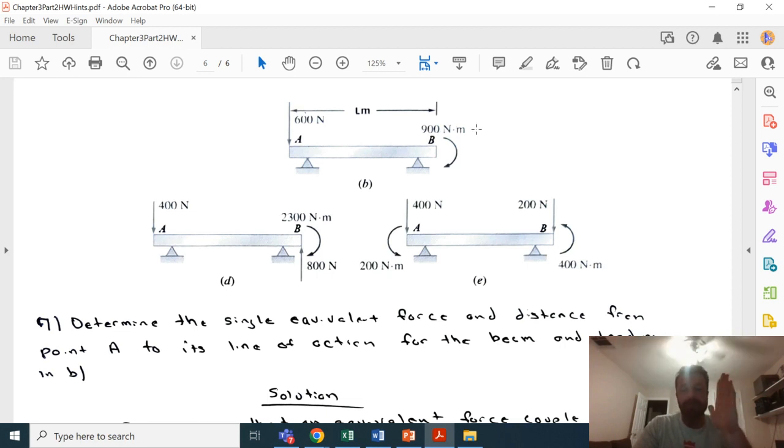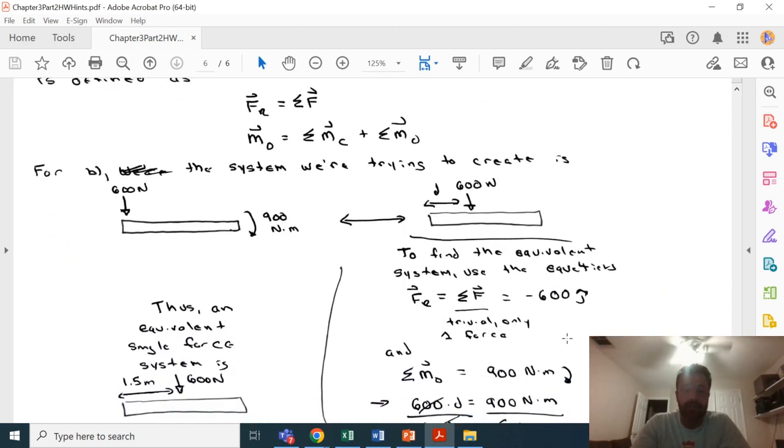couple? Well, hopefully you see that if that 600 Newton force were to move away from point A and move along the span of the beam, then about point A it's going to induce a clockwise rotation, which could compensate for this 900 Newton meters. The farther out it goes, the more rotation it induces. So what we're trying to figure out is how far out you have to move it such that the rotation it induces offsets this 900 Newton meters. When you see the way I've drawn the diagram, hopefully it'll make a little more sense. But here's probably the easiest way to look at it.